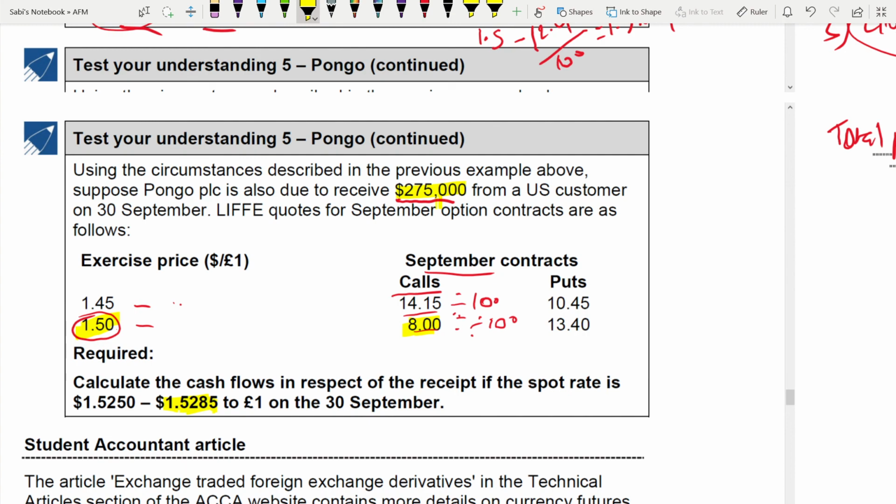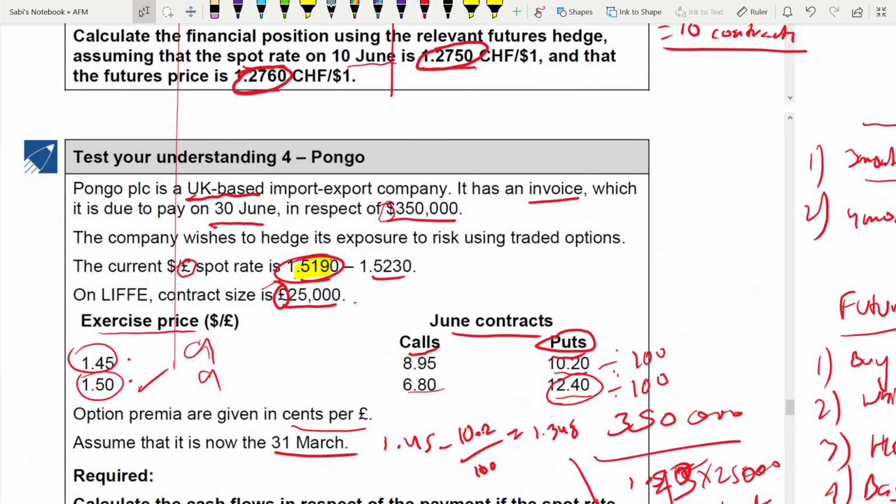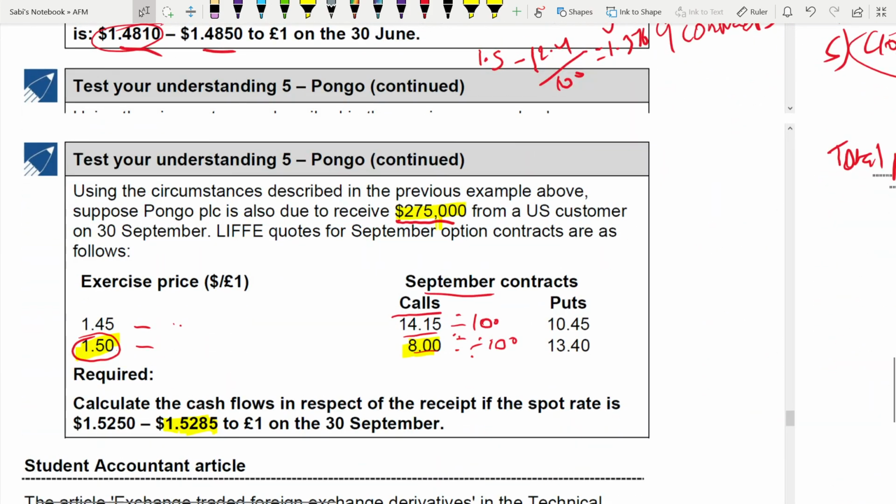I would even suggest that you do the premium as I did, the payment. But when you go to the receipt, do it by yourself. Don't look at the answer. First, do it yourself and see how much you are able to understand. So that's it. I have covered the exchange rate risk management.